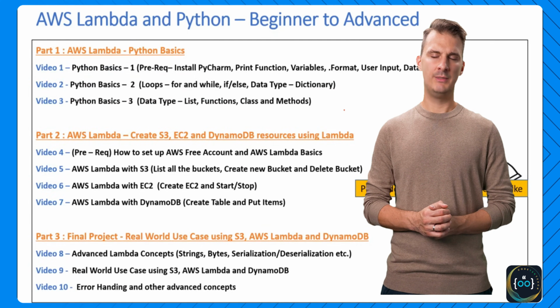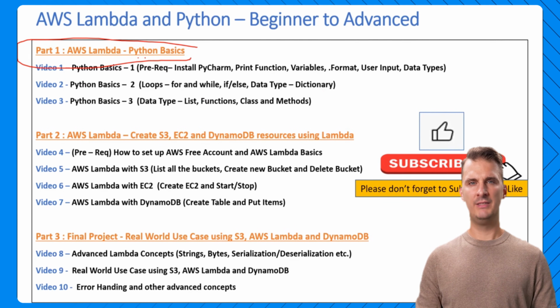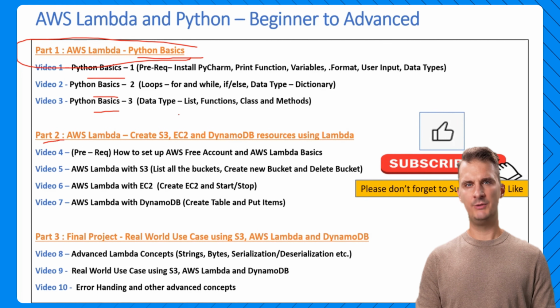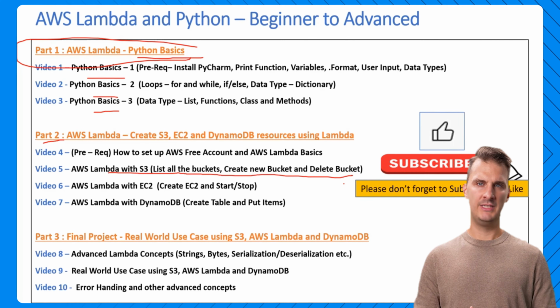This course will have 3 sections. In the first section, we're going to talk about the basics of Python, and we'll have 3 videos here which talk about different elements that are used for writing the AWS Lambda function in Python. In the second part, we're going to use this knowledge to create S3 resources. We will list all buckets, create new buckets and delete buckets using the AWS Lambda function and the Python that we have learned previously.